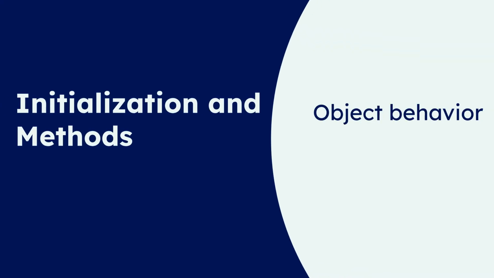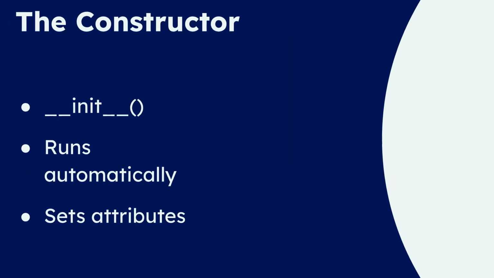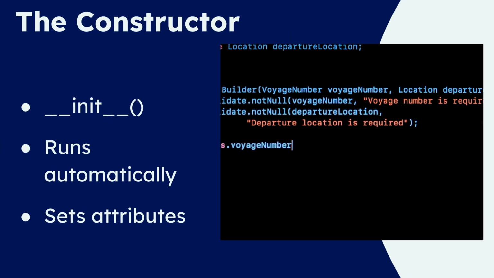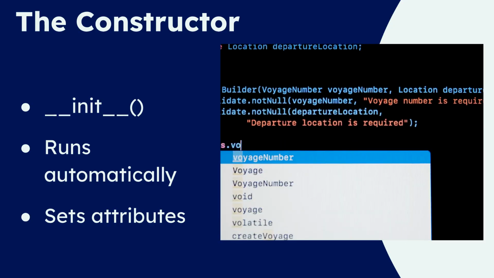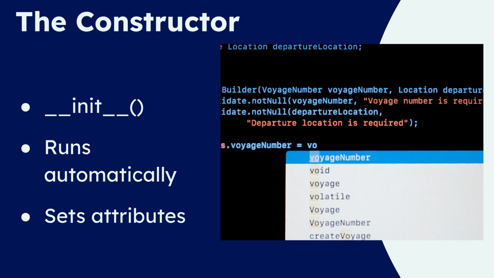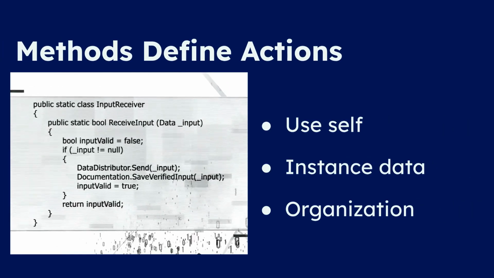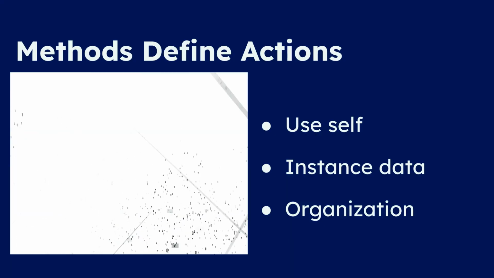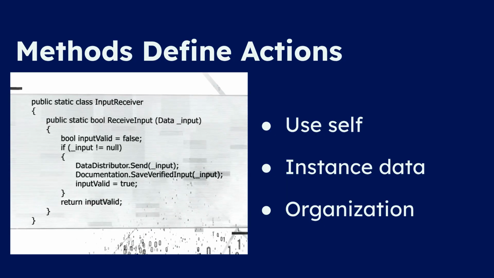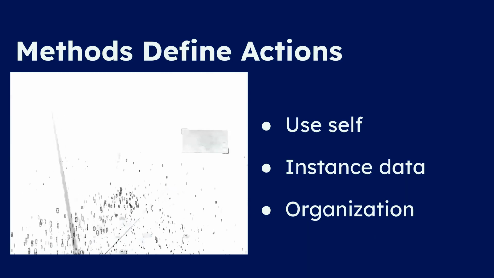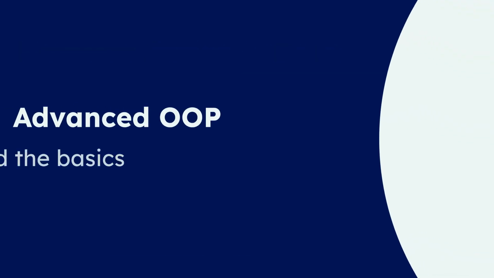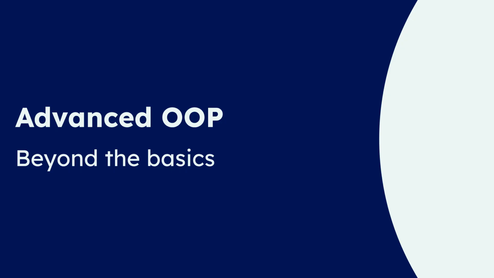Let's explore how objects are brought to life and how they define their behaviors. In Python, the constructor method named __init__ initializes new objects. It automatically runs when an object is created to assign starting values and prepare the object for use. Methods define what an object can do. The self parameter allows each object to refer to its own data, ensuring that different instances maintain independent values and keeping code highly organized.